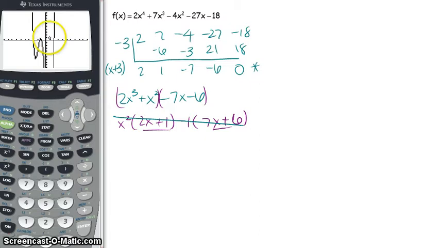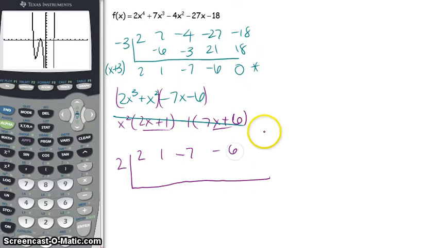Let's try our factor of 1, 2, or excuse me, our 0 of 2. So let's try 2. And let's choose the numbers that we have here from our first round of synthetic division. So that gives us 2, 1, -7, -6. Bring down the 2. 2 times 2 is 4. 1 plus 4 is 5.